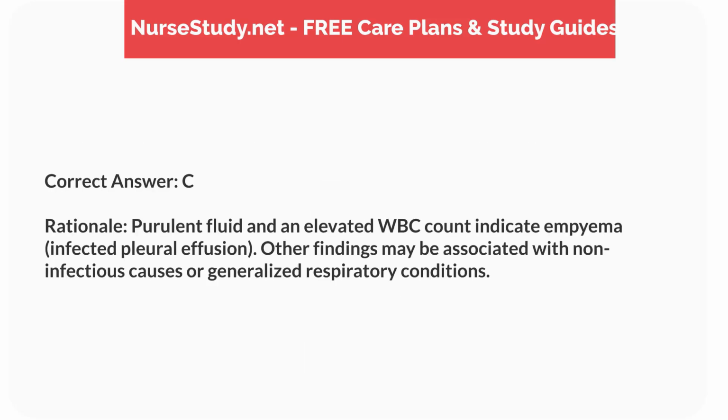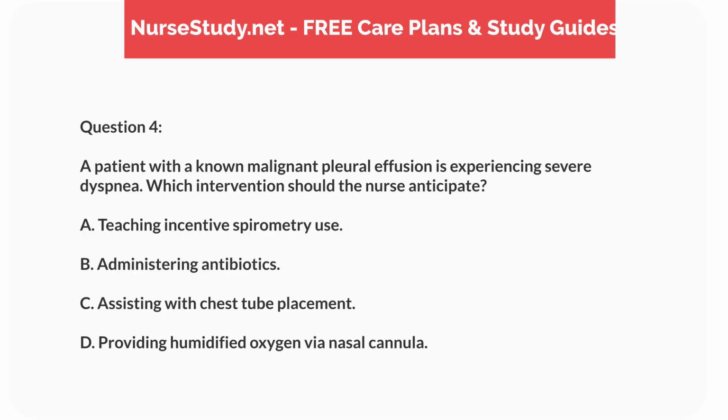Correct answer, C. Rationale: purulent fluid and an elevated WBC count indicate empyema, infected pleural effusion. Other findings may be associated with non-infectious causes or generalized respiratory conditions. Question 4.